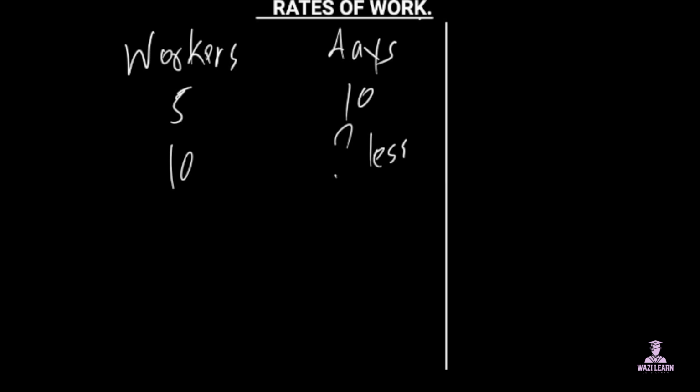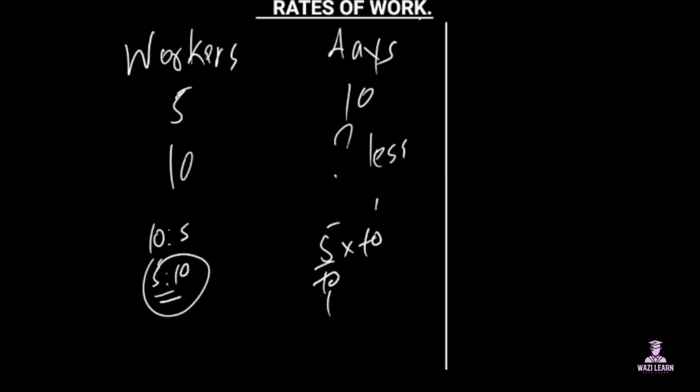As the number of workers increases in the ratio of 10 to 5, the number of days will decrease in the ratio of 5 to 10. Again, it will be decreasing. So we'll take 5 over 10 multiplied by 10. So it will take 5 days. So 10 workers will take 5 days.